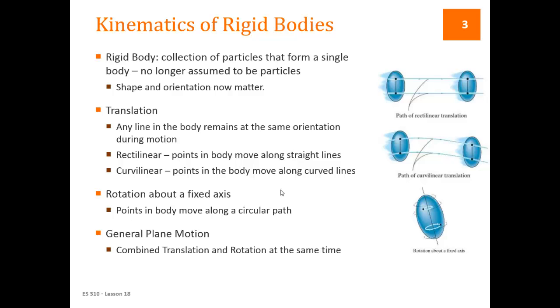Rotation can be defined about some axis. So we define an axis, and then a point on the body will move in a circle around that axis, and that is rotation. When you combine rotation with translation, you get general planar motion, which is what we'll finish off today with and focus on in the next couple of lessons.